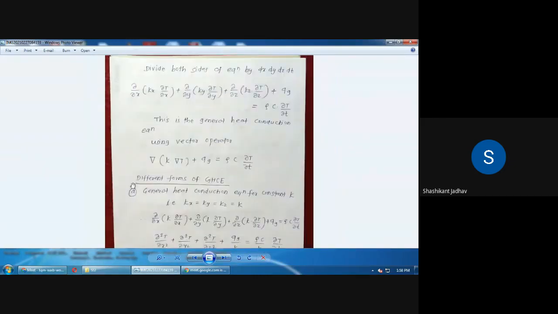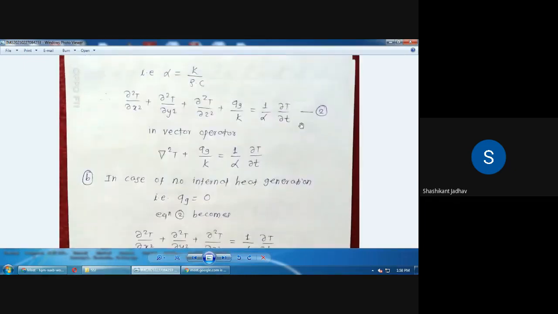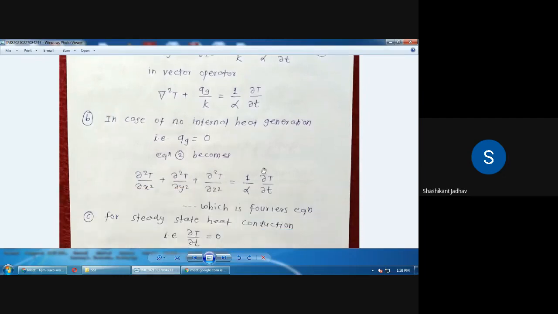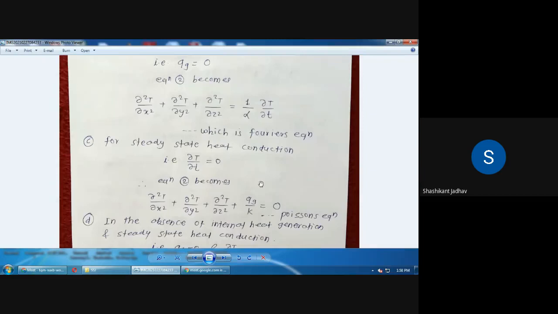This is the final equation, and that final equation is nothing but the general heat conduction equation in the Cartesian coordinate system. Then we discussed the different forms of the general heat conduction equation. In the first case, we considered the thermal conductivity is constant. Then we get one equation when the thermal conductivity is constant. Then that same equation we wrote in the form of thermal diffusivity. In the second case, we considered the internal heat generation is 0, and if internal heat generation is 0, then whatever equation we get is nothing but Fourier's equation. And in the next step, we considered the steady state. So for the steady state, we put ∂T/∂t equal to 0. Then we get, what is the equation?